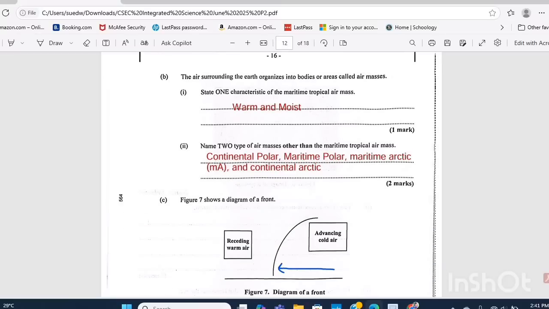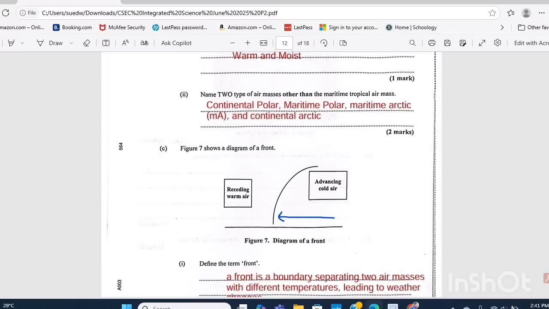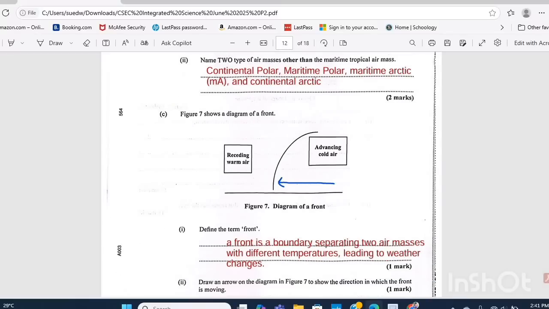2 marks. It says figure 7 shows a diagram of a front. It says define the term front. A front is a boundary separating 2 air masses with different temperatures, leading to weather changes. So in the Caribbean, we always say, "Oh, a cold front is coming," but we do have warm fronts as well.